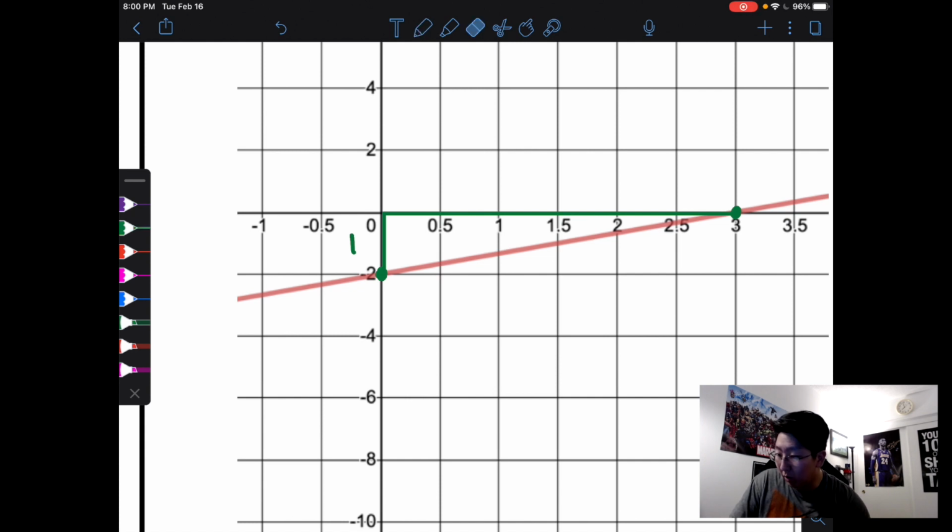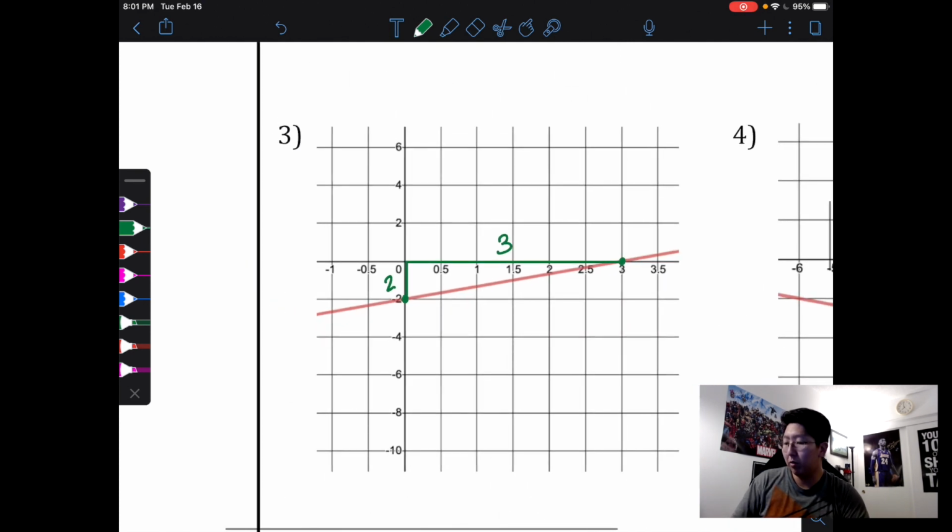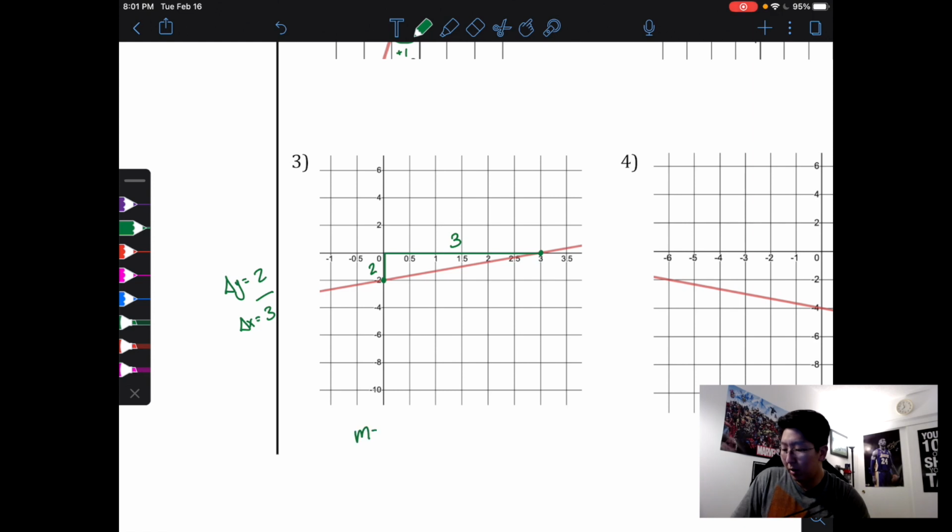Oh, look at that. How is this scaled? By 2's, right? So this is technically 2. And how much is this scaled? 1, 2, 3. So it goes over 3. So what's my rise? Change in y equals 2 over change in x, which is 3. M equals 2 over 3.